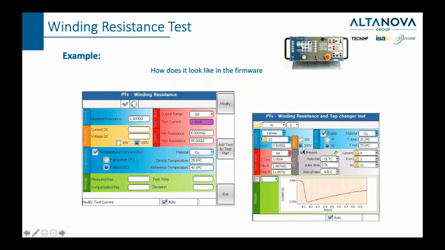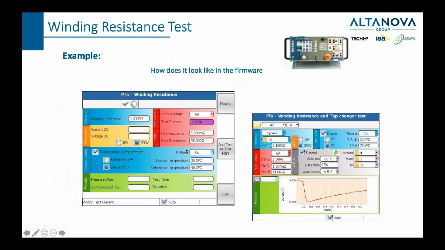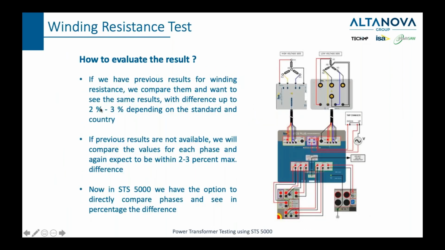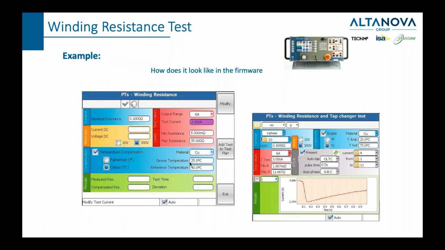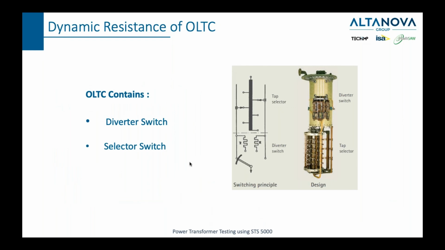If you are doing some other tests, here you can see an example of on-load tap changer, which will be our next topic. Talking about on-load tap changer, here we can see again which devices can be used, and they're the same, because when you are measuring dynamic resistance of on-load tap changer, the setup is the same. It's just that the interpretation of the result is different, because here you will get a number, and that number, as we said, needs to be compared with a nominal value, or you need to compare phases. So it's a comparison of numbers. But when you do OLTC, you're not just looking at the number, you're also looking at the graph.